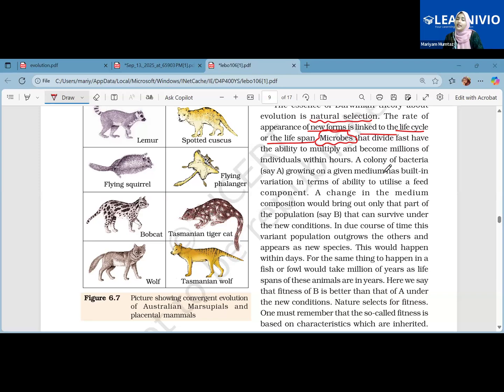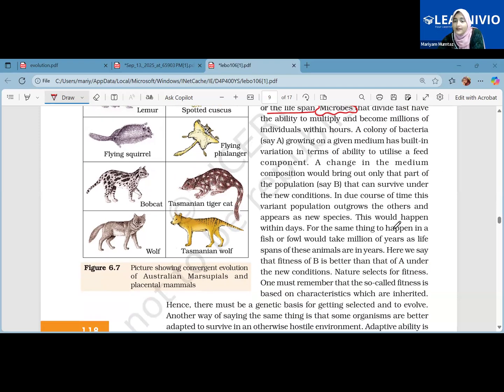So for the same thing to happen in a fish or a fowl, that is any kind of bird or anything, it will take millions of years to form that. Understood? So that is why we say that the fitness of B is better than the fitness of A in the new condition. Nature selects for fitness.